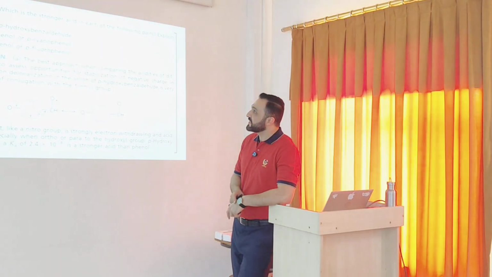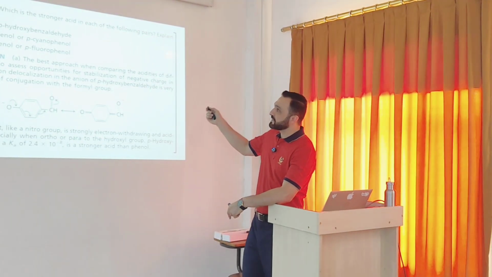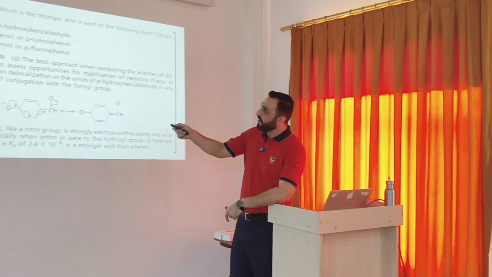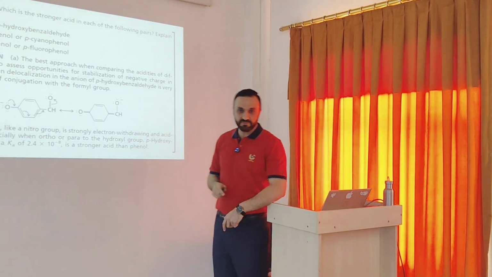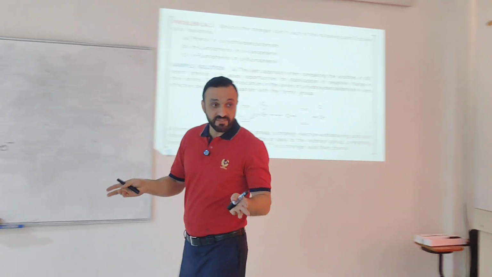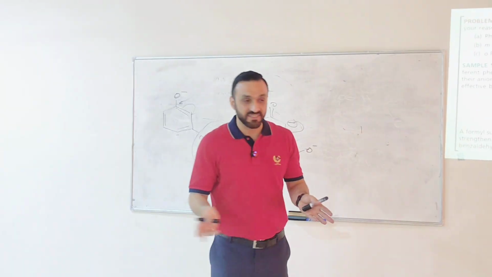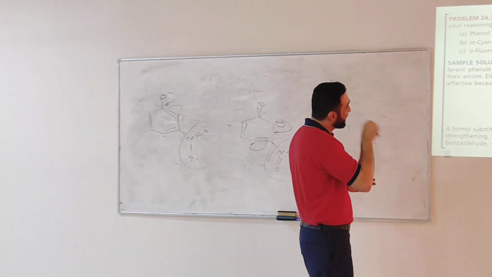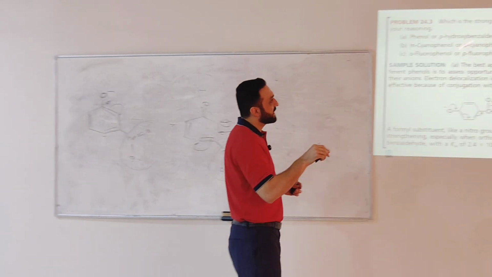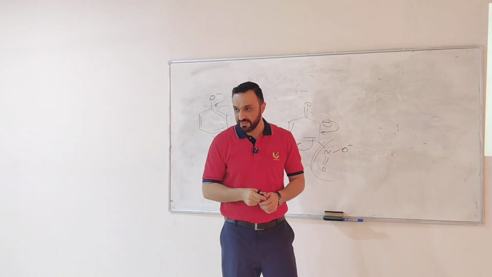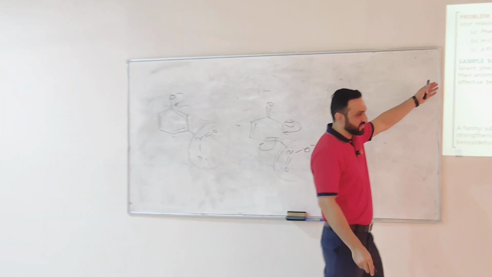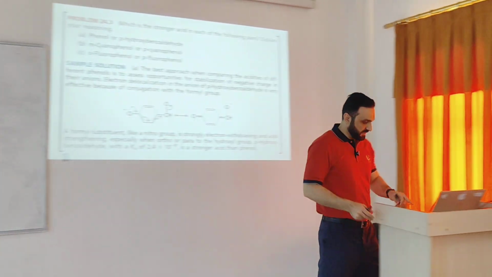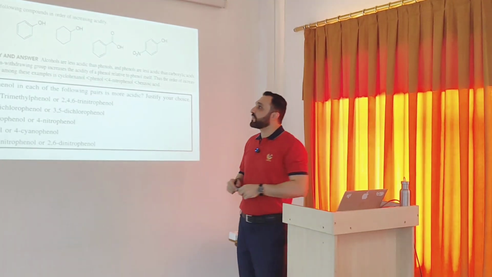It says: which is the stronger acid in each of the following pairs? Explain your reasons. Phenol or para-hydroxybenzaldehyde? You know benzaldehyde because you took it before. Which is more acidic? Meta-cyanophenol or para-cyanophenol? This is for you. I give you just the idea for the solution and you have to write the answer. Also, this is a resolved problem.